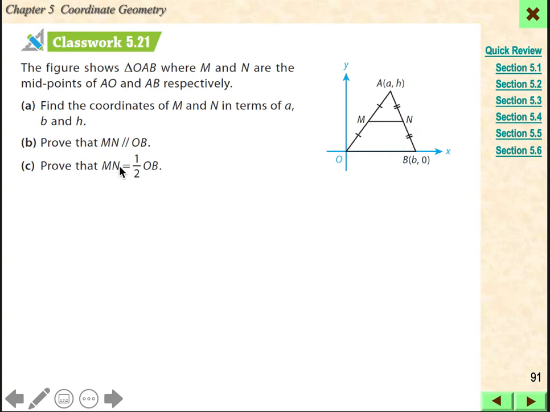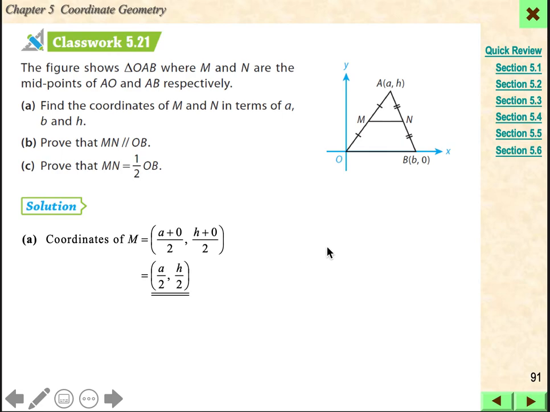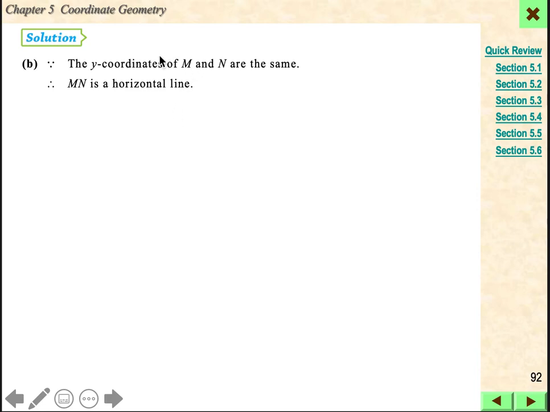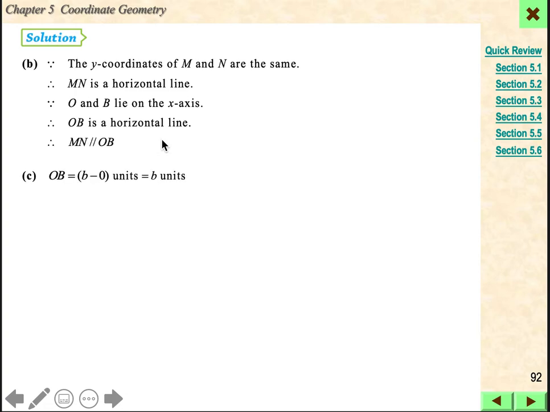Last one, you have to prove MN equals 1/2 of OB. Then you can see this is A over 2, and this one will be A plus B over 2, and for this one will be equal to B. So now you know it, this one and the X coordinate together divided. Then you can find out, and they have the same Y coordinate. B over 2 unit. That is why you can prove it.